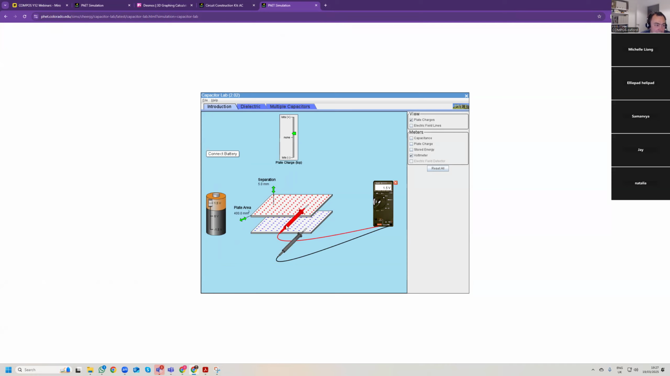the capacitor and disconnect the battery, so you have 1.5 volts on the plates, but if you move them further apart, that voltage increases. And if you change the area, if you make it smaller, the voltage increases. You make it bigger, the voltage decreases, because we have a bigger capacitance on the capacitor.